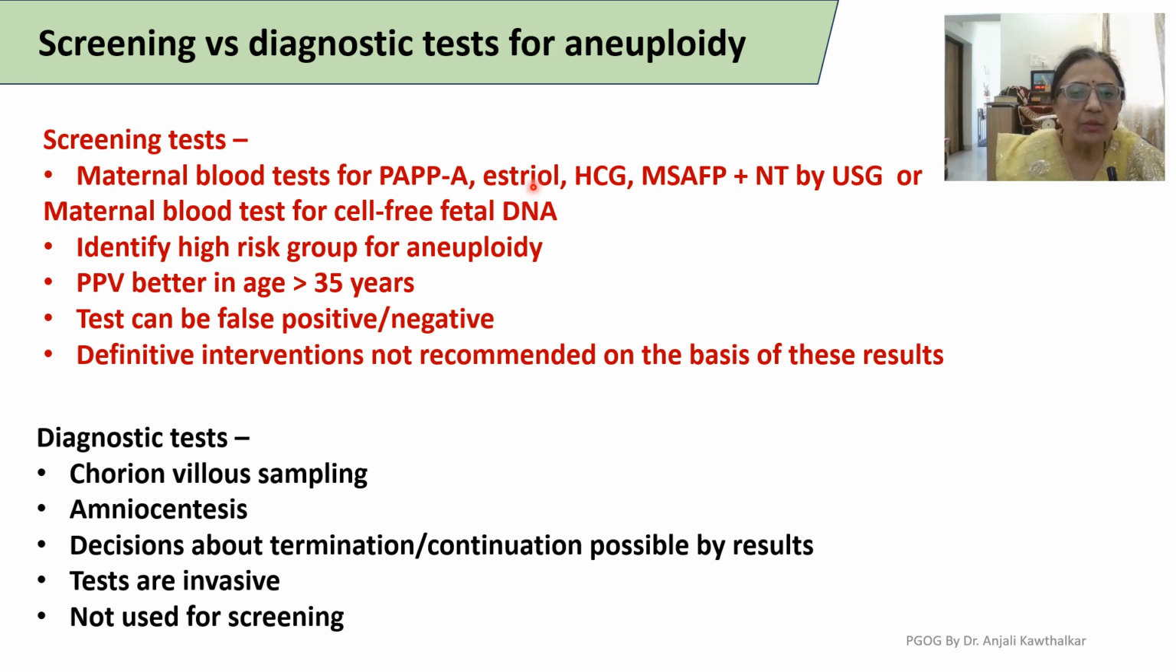One is where we do maternal serum testing for various analytes. Analytes are the substances which can be measured chemically. That is the definition of analyte. If you read many textbooks, you will find that this testing, PAPP-A, estriol, and beta hCG, is called analyte testing.